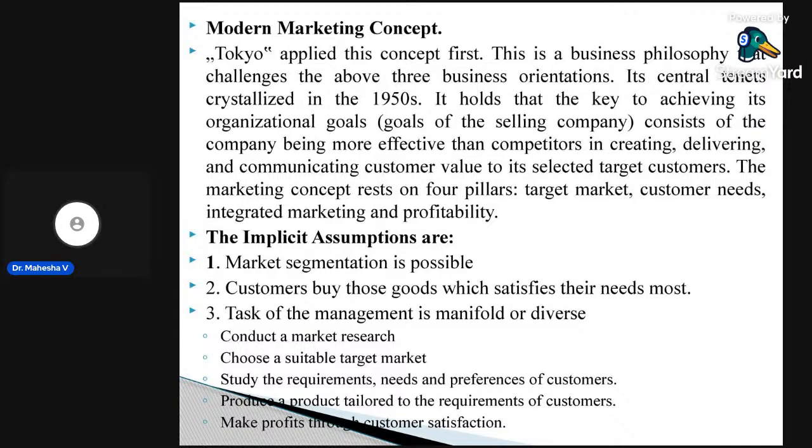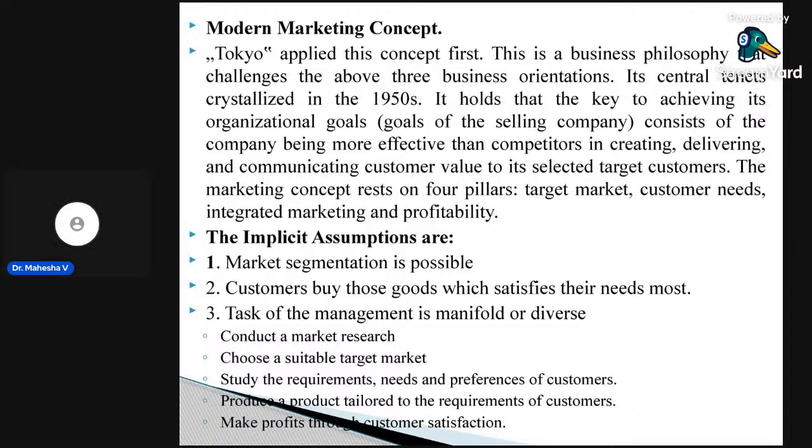What is the target market? The company is going to focus on a very particular target or segment, wherein they want to push their product and penetrate that selected segment or that selected market only.